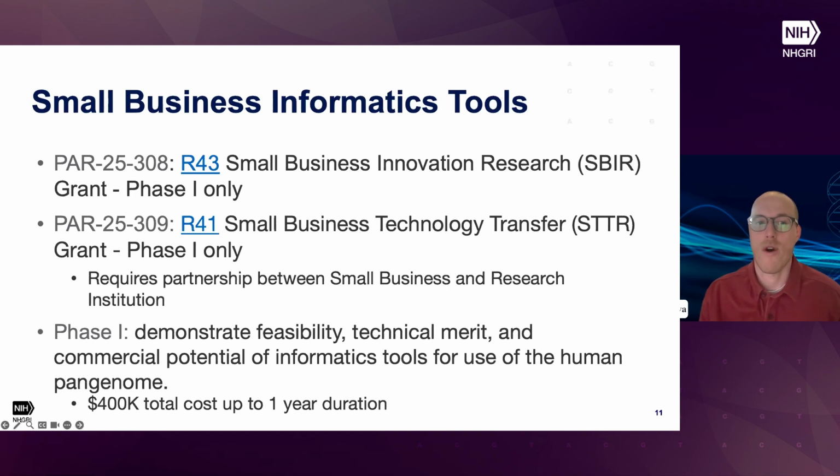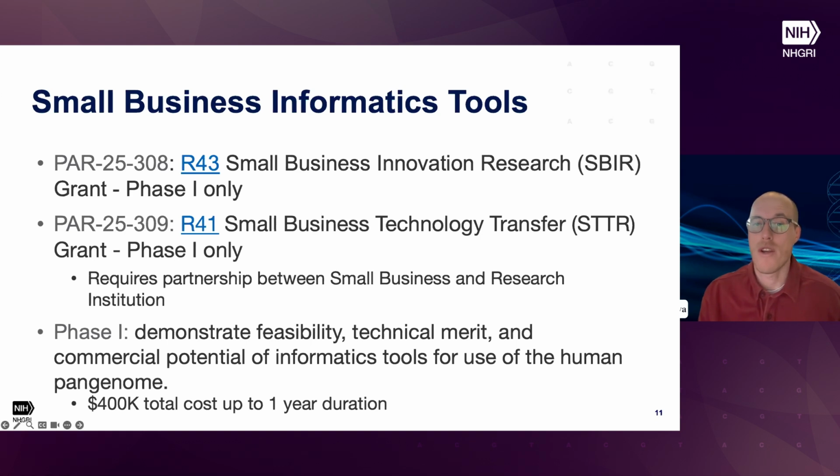STTR projects require a collaboration between a small business and a research institution, whereas SBIR projects can either be a collaboration or a small business working on their own. In the funding opportunity, you will find more detailed information about eligibility and required company structure to be considered a small business, as recognized by the Small Business Association. Both of these opportunities are for phase 1 projects only.